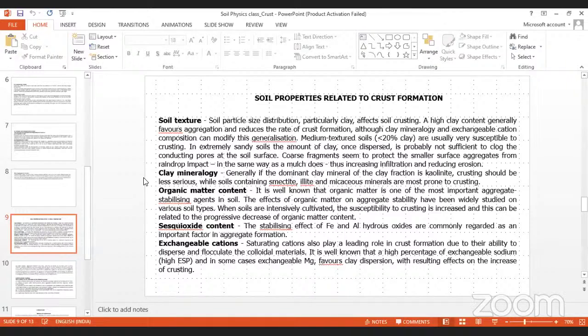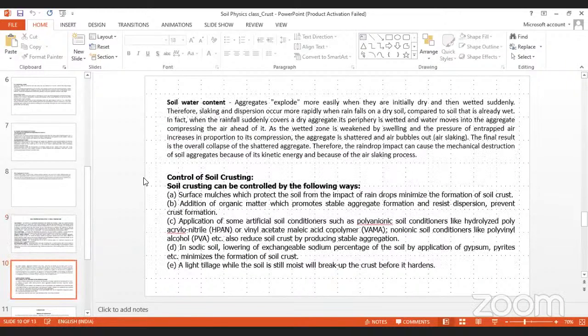And exchangeable cations: if the soil is saturated with sodium type of cations, it will be more prone to crusting, whereas coagulating cations like calcium, iron, aluminum will reduce soil crusting. And soil water content is also an important factor for crusting.